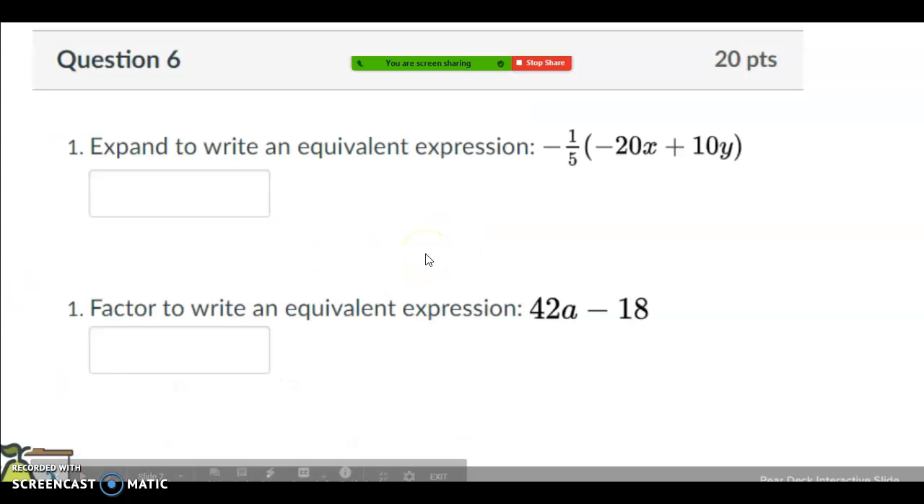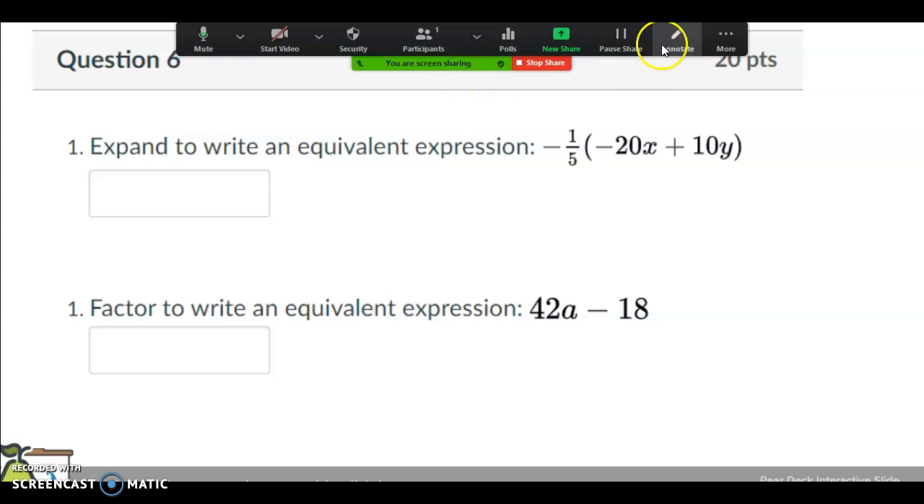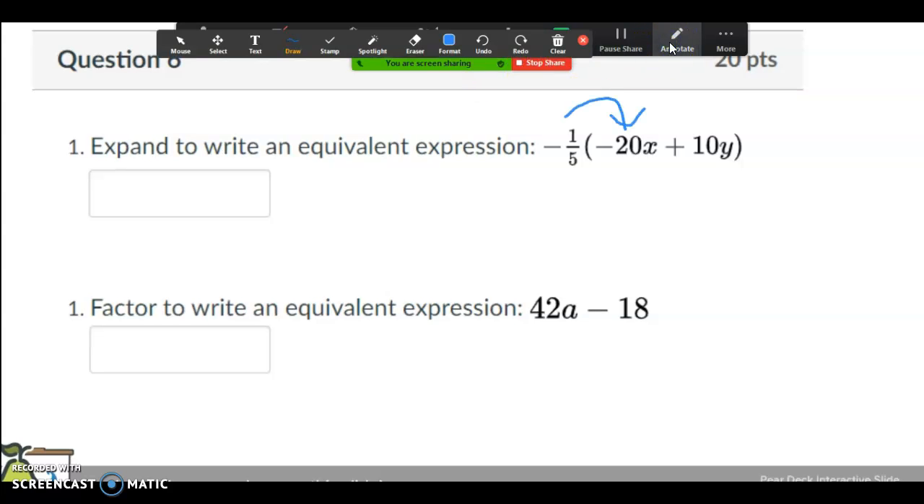Okay, here we go. We are going to be expanding this expression, and then we are going to be factoring. So for the first one, we'll use the distributive property, negative 1/5 times negative 20x, and negative 1/5 times positive 10y. Okay, negative 1/5 times negative 20x is going to be positive 4x because a negative times a negative is positive. 1/5 of 20 is 4, or 20 divided by 5 is 4. Multiplying by 1/5 is the same thing as dividing by 5.